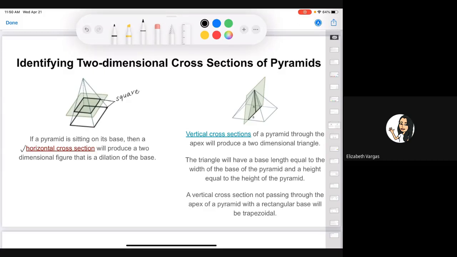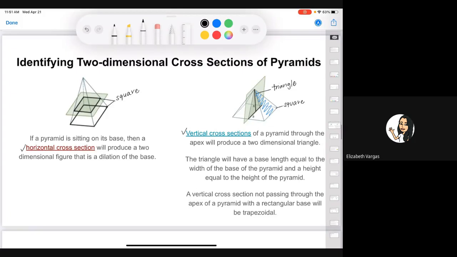Okay, here again, we have the same figure, but what's happening is we're taking a vertical cross-section. It says a vertical cross-section of a pyramid through the apex will produce a two-dimensional triangle. Why is that? Well, because we are not cutting parallel to the base, and so because of that, we're actually cutting parallel to these lateral faces. And so even though this base is a square, this cross-section will follow what the lateral faces are, and so this cross-section will actually be a triangle, which is the shape of our lateral faces. These are triangles.